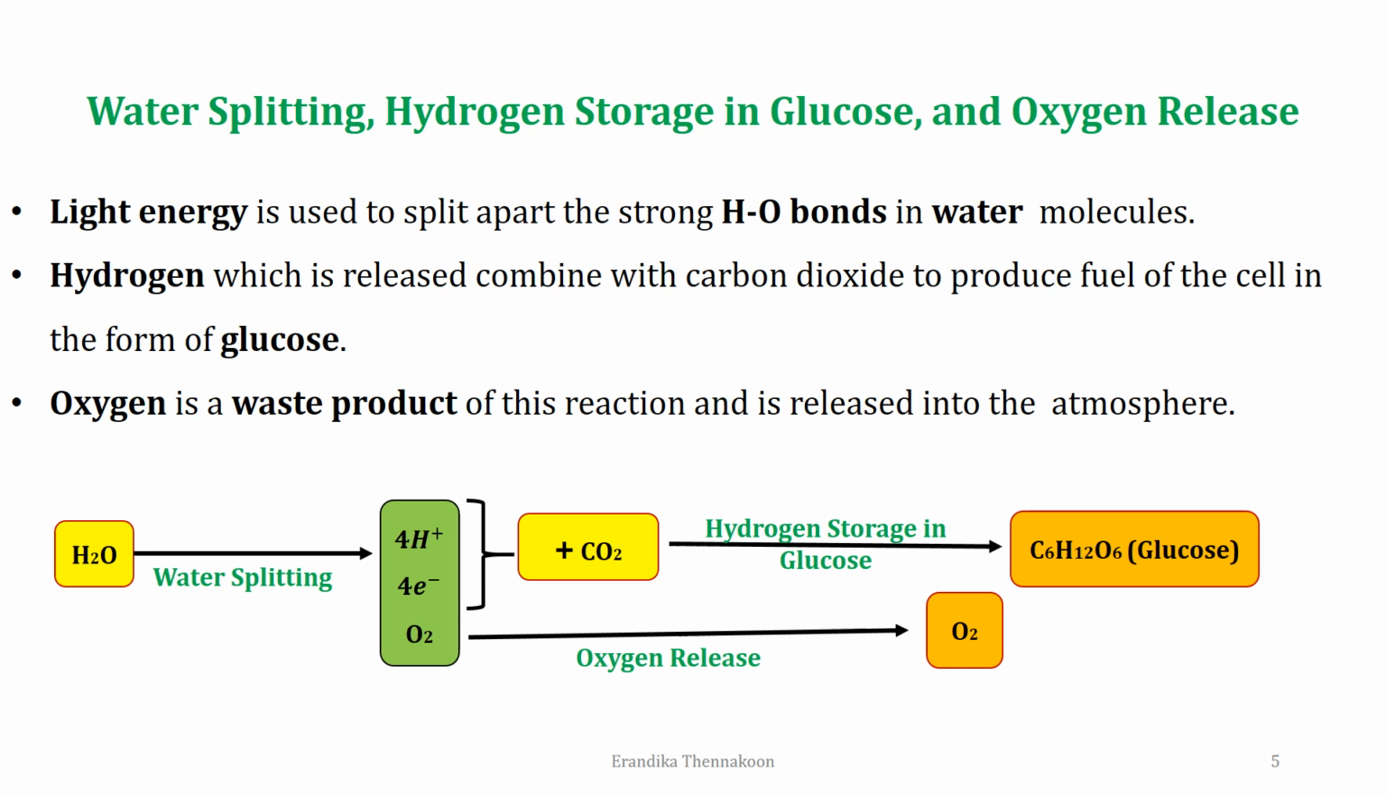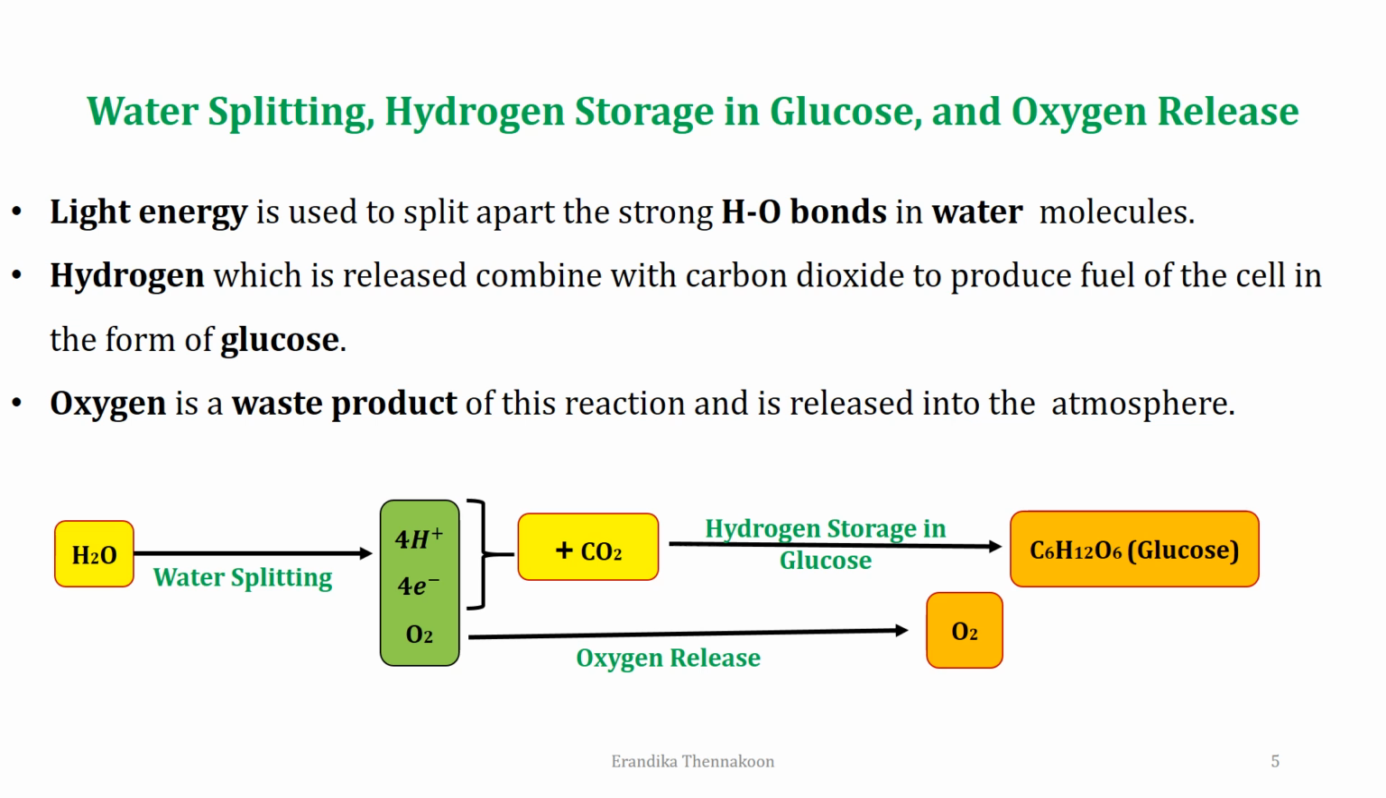Let's delve deeper into what happens during photosynthesis. Remember, the initial step involves light energy being harnessed to break apart the strong bonds in water molecules. This process is critical because it releases hydrogen. This released hydrogen then combines with carbon dioxide to produce glucose, the fuel for the plant.